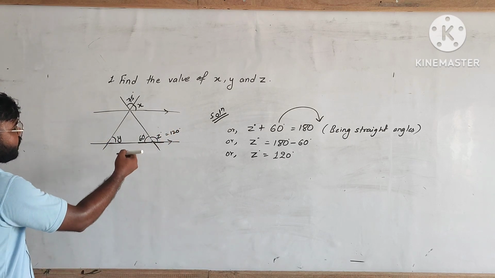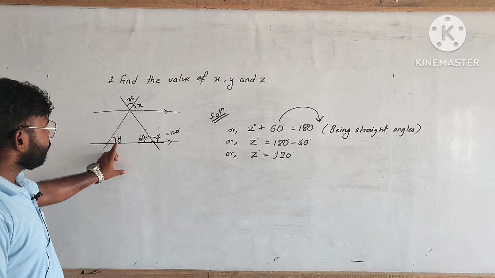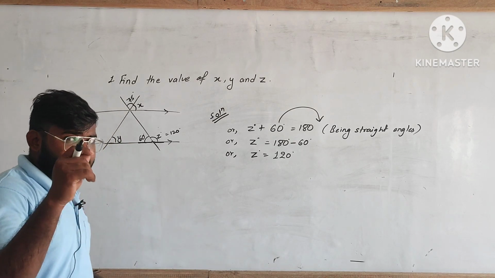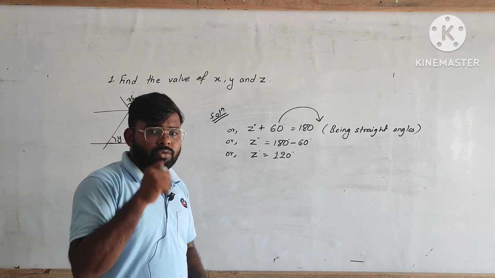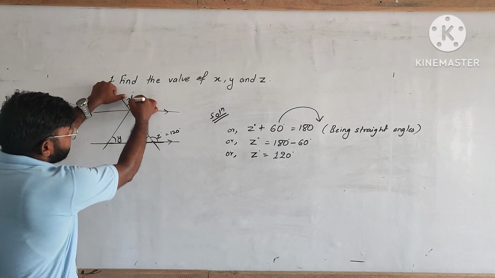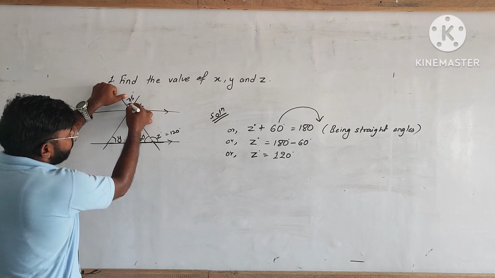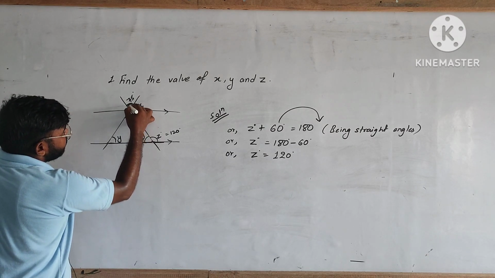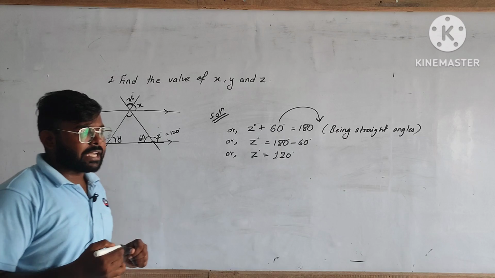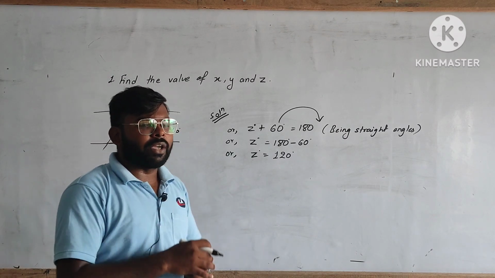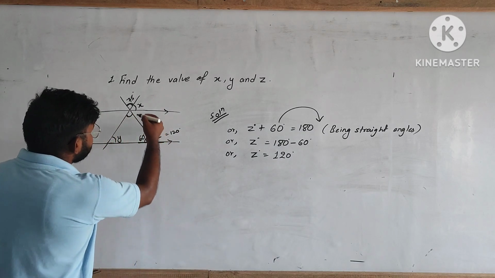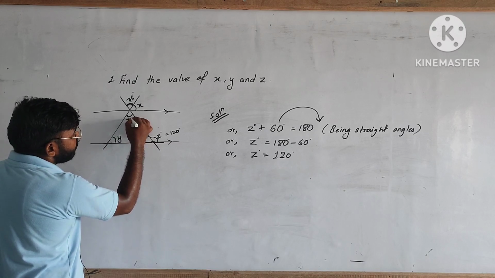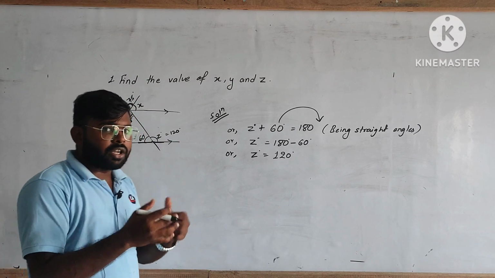Now we need to find the value of y. To find the value of y, one very easy trick is vertically opposite angles. You can see there is 75 degree here. Now just opposite of this angle, you can see this is vertically opposite to this angle. We have the property that vertically opposite angles are always equal. So this 75 is equal to this one also. It means this angle is also 75, because vertically opposite angles are equal.